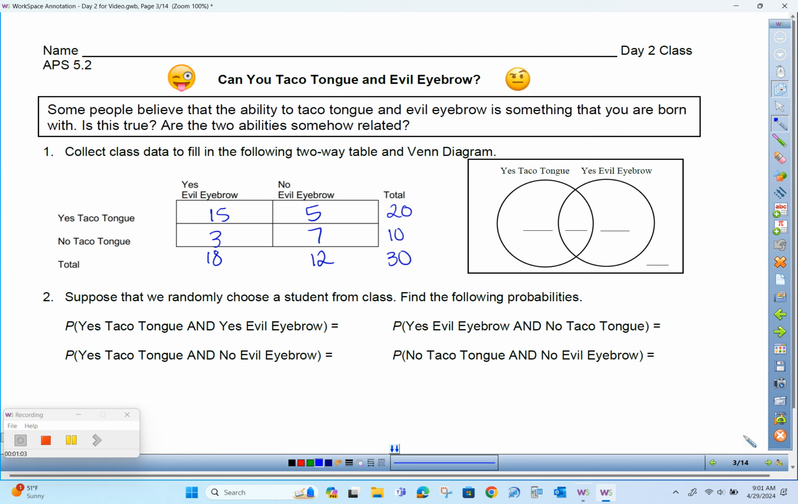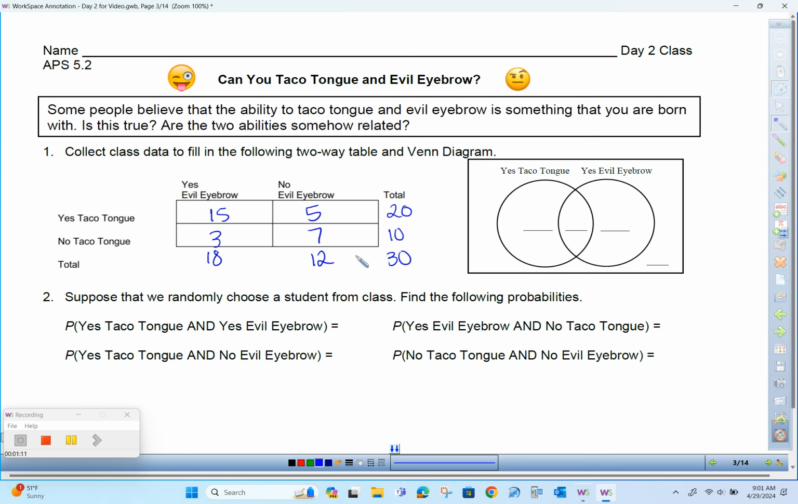So to start out with, since you weren't able to be in class to calculate this, I have given you fake data to talk about the people who can do the evil raising of one eyebrow and who can roll their tongue, so taco tongue. And then the two-way table represents where they fall in terms of the yes or the no for those ones. We had 30 total people in this fake situation.